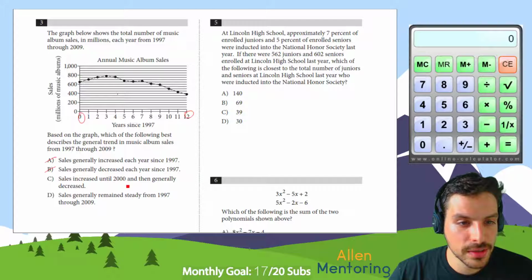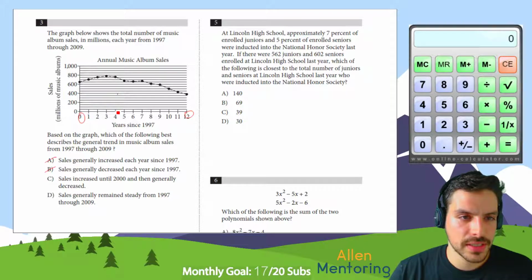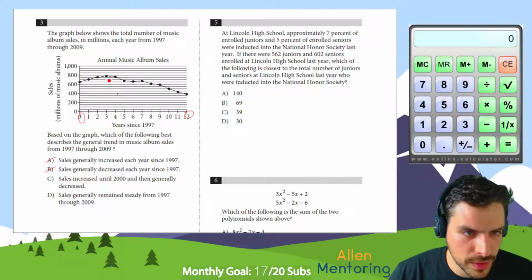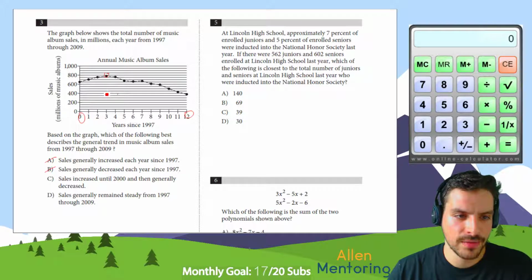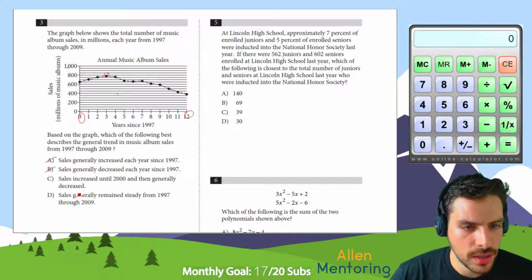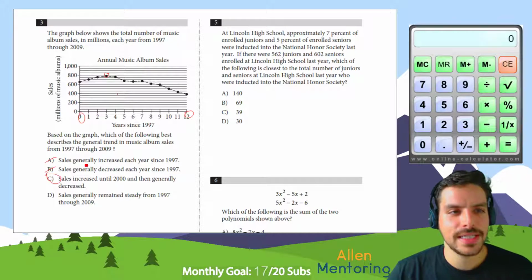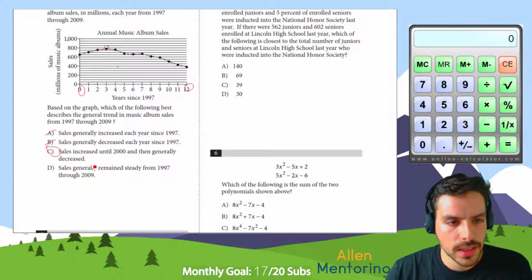Sales increased until 2000 and then generally decreased. So that actually looks pretty good because yeah, I said 2001, but it actually seems that right here is when it kind of spun down. Remain steady. So I'd say that C is the correct answer here.